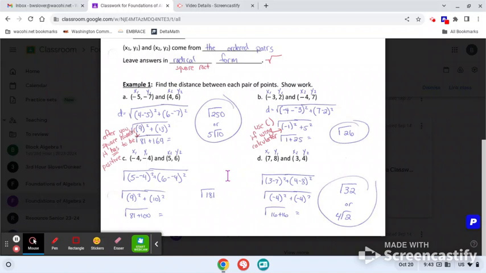So today we just focused on the distance formula. You're identifying x1, y1, x2, y2, plugging it into the formula, and calculating the distance between two pairs of points on a coordinate plane.